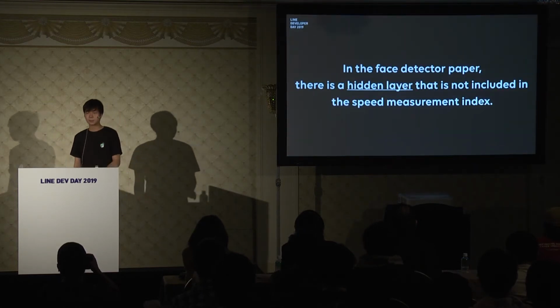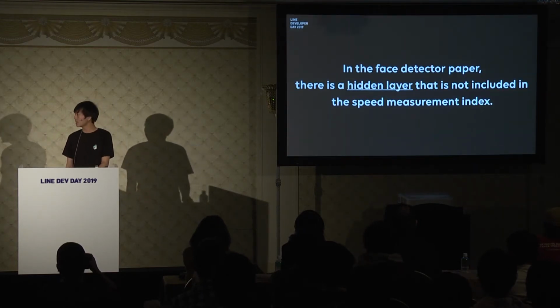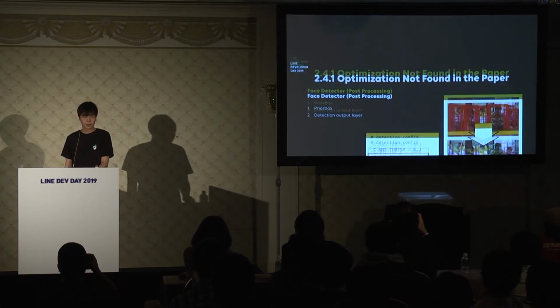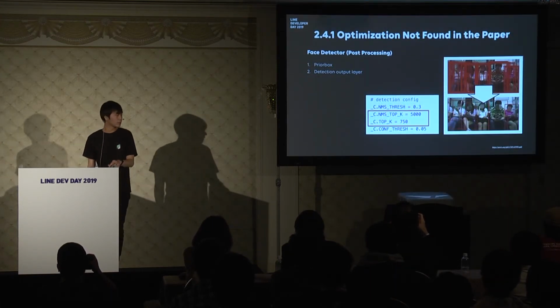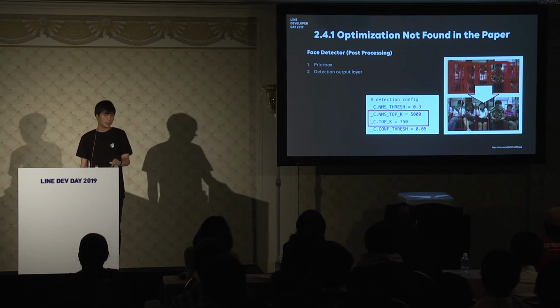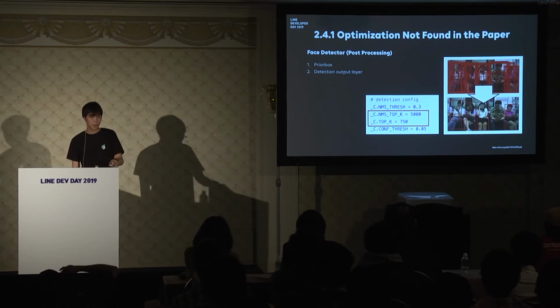In the face detector paper, there is a hidden layer that is not included in the speed measurement index. NMS top K's role is to find the most accurate box among the model's boxes, which increases the sorting cost by the number of boxes. The rest of the config values we generally use from the paper, and we don't think to change them.